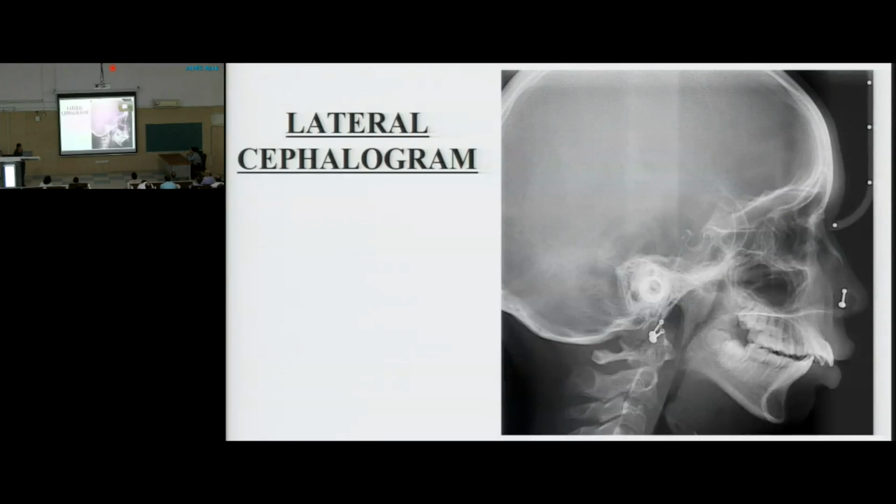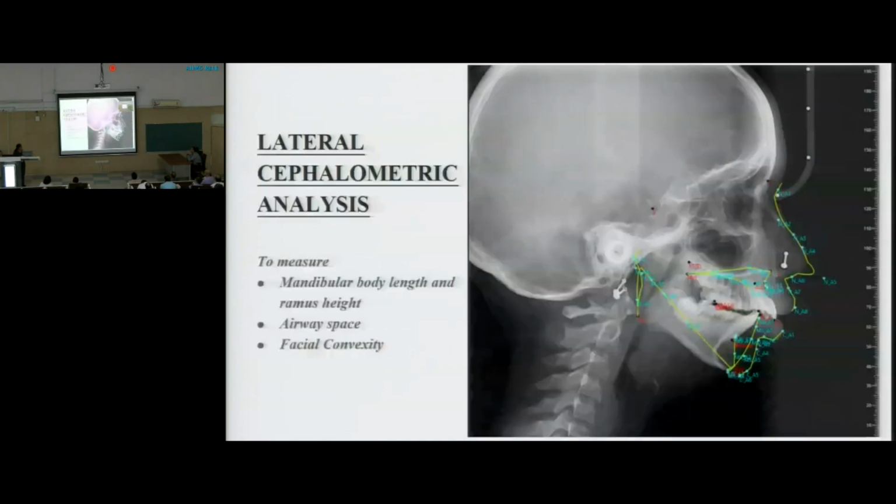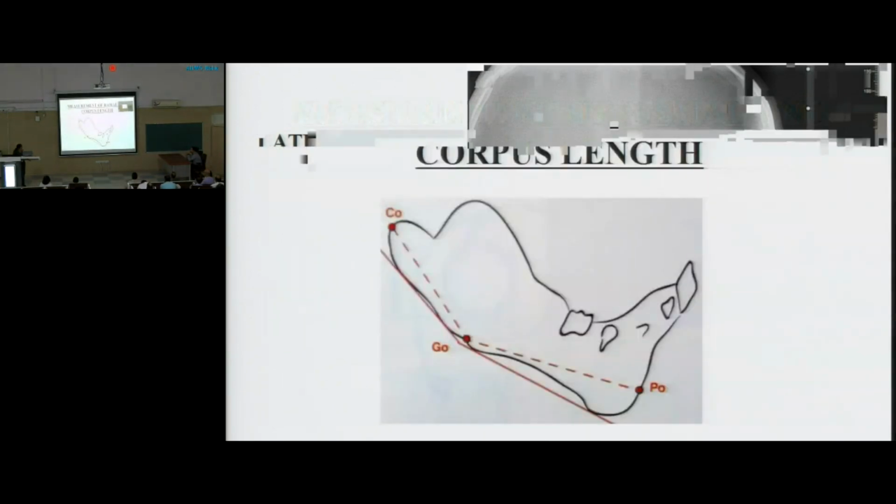In the lateral cephalogram, we did the marking for the analysis to measure the mandibular body length, the airway space for the patient, the posterior airway space, and we also had to see the facial convexity. So we measure the body length and the body ramal height.